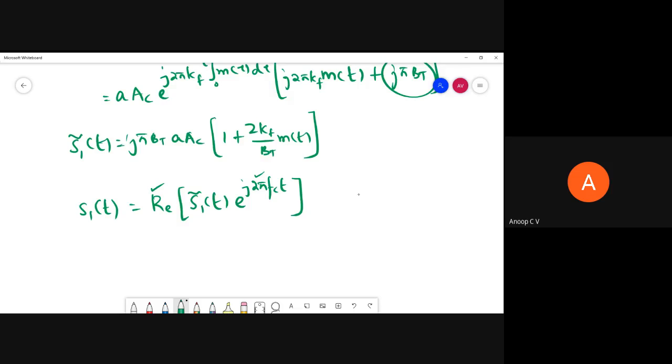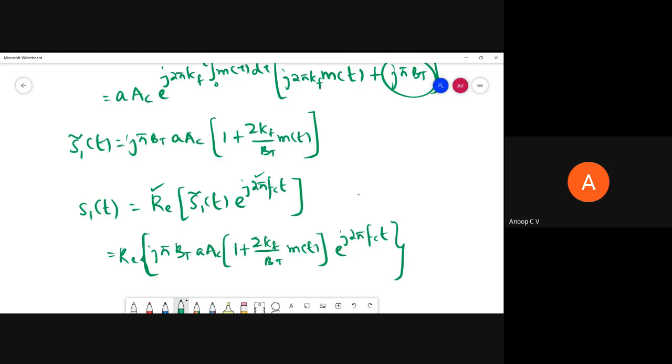So s1 of t is the real part of s1 tilde of t times e power j 2 pi fct. What is s1 tilde of t now? It is j pi bt ac into 1 plus 2 pi kf into m of t. So it is the real part of j pi bt ac into, in a double bracket, 1 plus 2 kf by bt into m of t, this into e power j 2 pi fct.